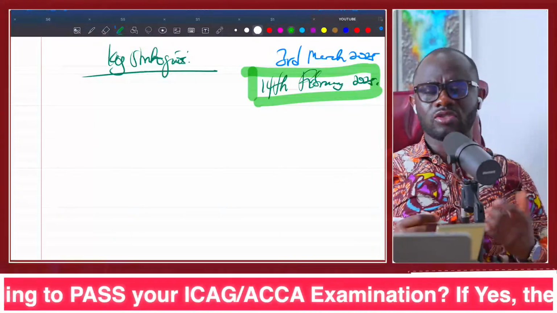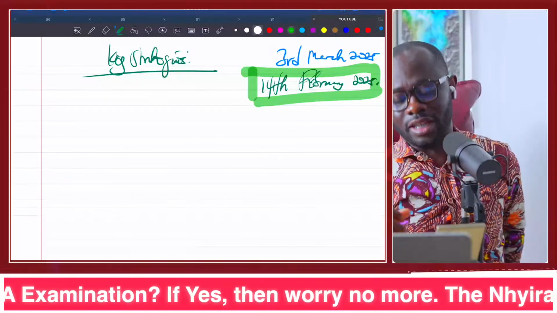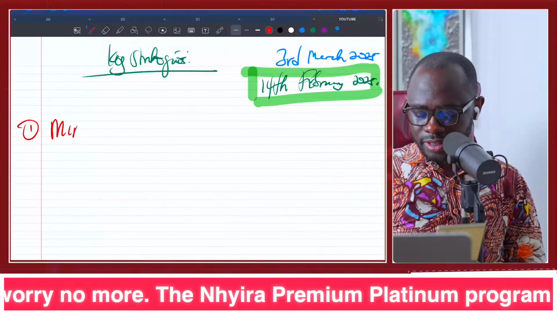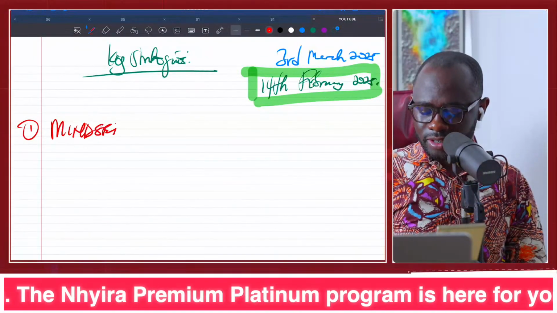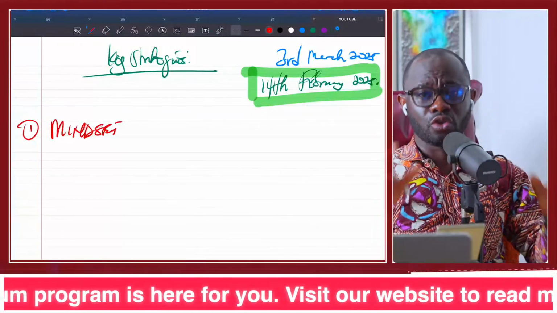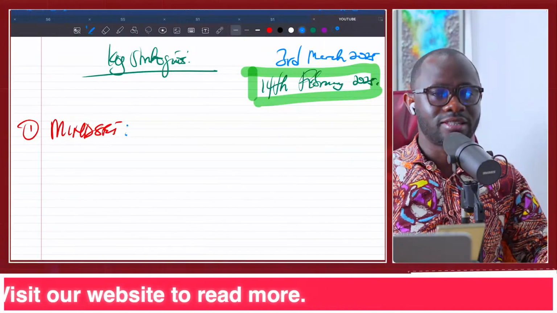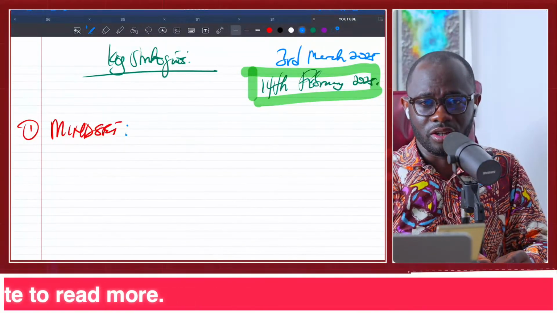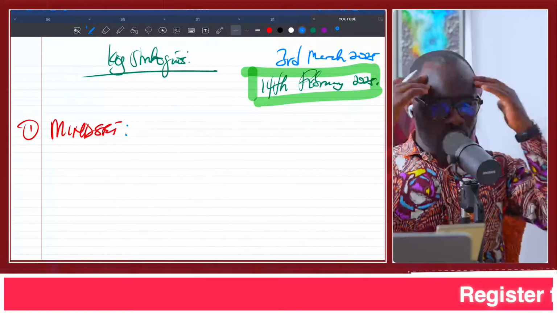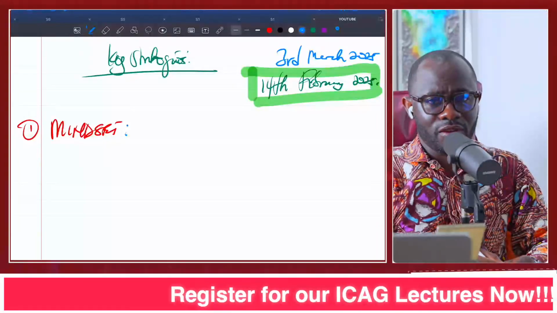So what key strategies must you adopt to put you in the position to pass the examination? The first thing that I will talk to you about is your mindset. Because the way a man thinketh in his heart, so is he. So my question to you is, what is your mindset about the ICAG examination? What is your mindset about the exam that you are going to write? What is your mindset about the whole ICAG professional qualification program?